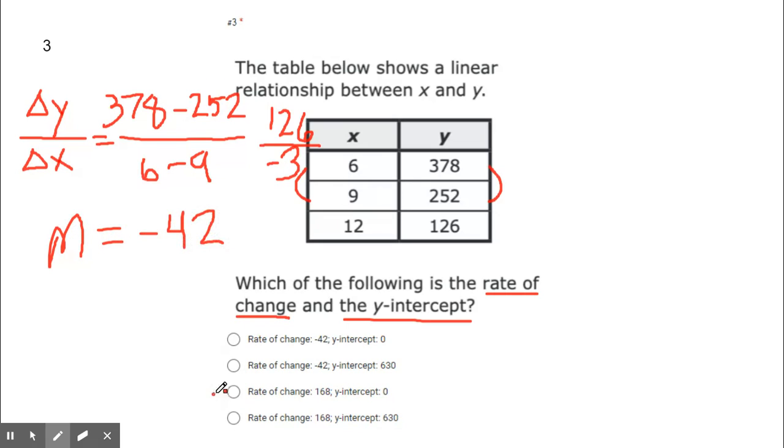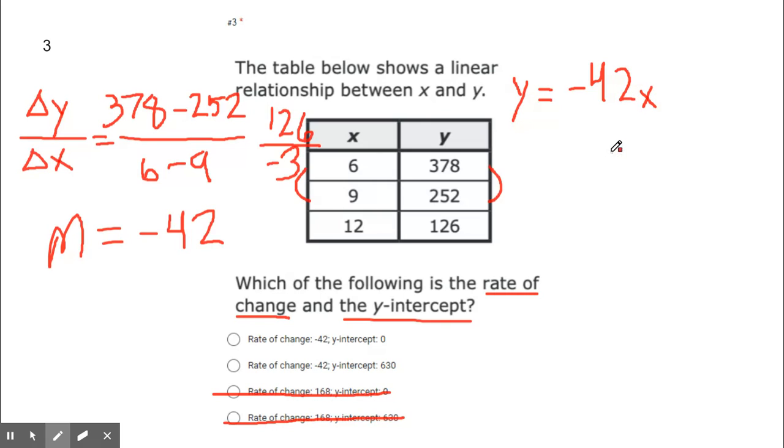Knowing that, that eliminates the very bottom one. So it eliminates these bottom two as answer choices. So all I have left now is to determine the y-intercept. To find the y-intercept, there's a few ways I can go about doing it. I'm going to use my slope-intercept formula first. So y equals, and I know what my slope is, negative 42 times x.